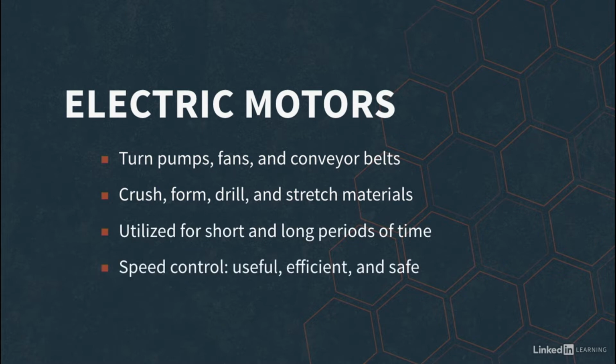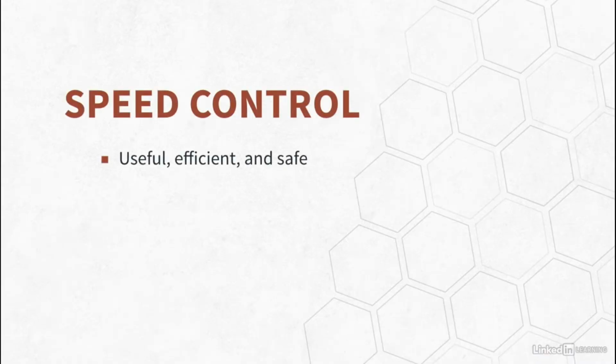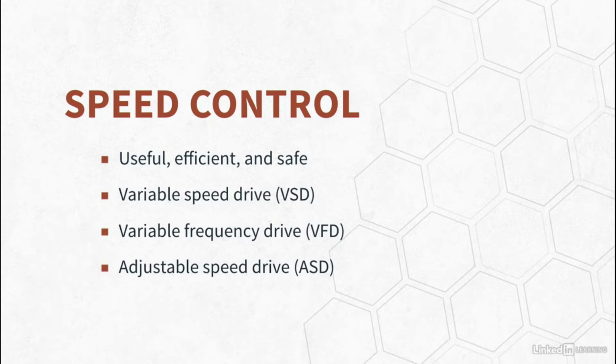Being able to control motor speed makes the motor more useful, and many times it makes the process more efficient and even safer. The electrical apparatus that helps control motor speed is called a variable speed drive, a variable frequency drive, or adjustable speed drive. For purposes of this course, we're going to refer to it as a variable frequency drive.